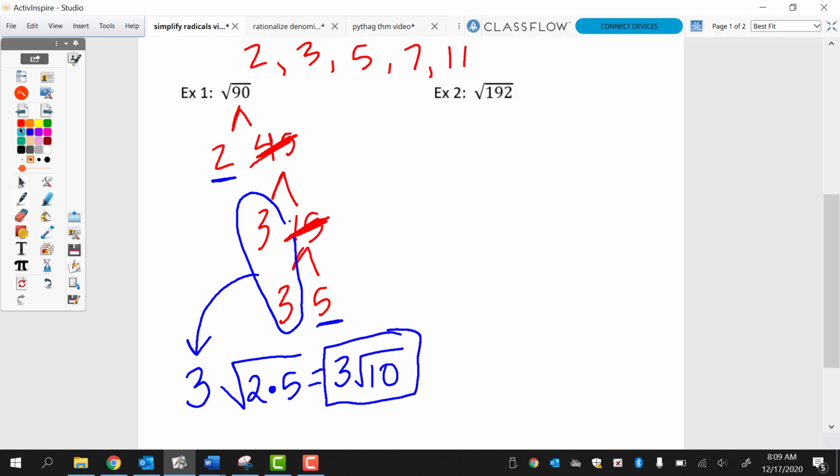Let's look at the next one. So on the next one, it's square root of 192. So I try to start dividing. I'm going to try to divide 192. I start by 2, and then if 2 doesn't work, I go to 3, and then 5, and then 11.